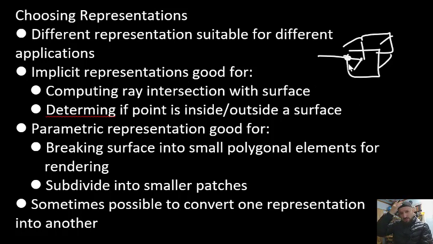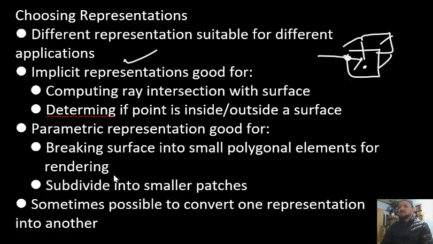Or you want to find an inside-outside point. For example, you have a point, we said inside-outside test, we did it last time, for the hidden surface removal algorithms we discussed the inside-outside test. For that, the implicit representation is better, right?